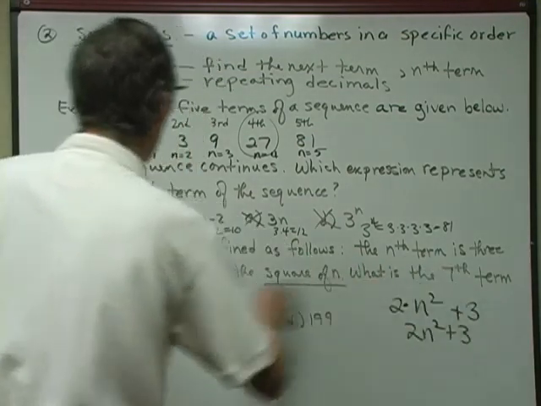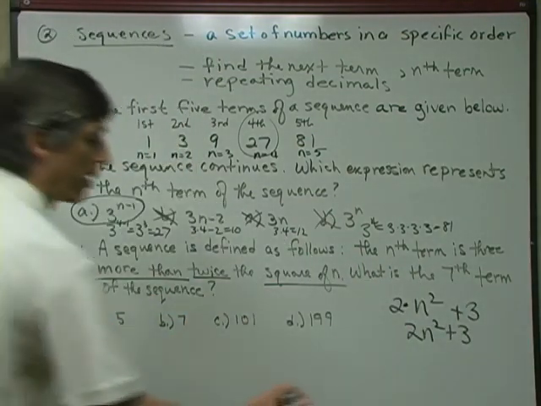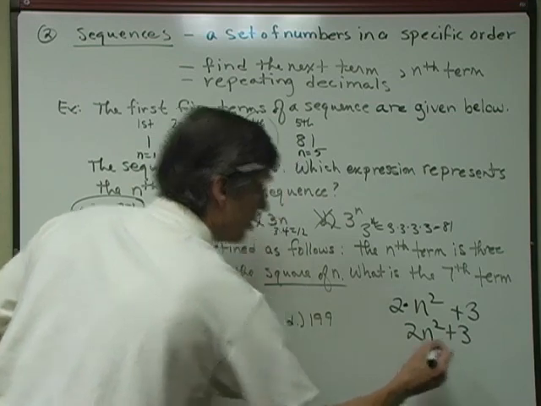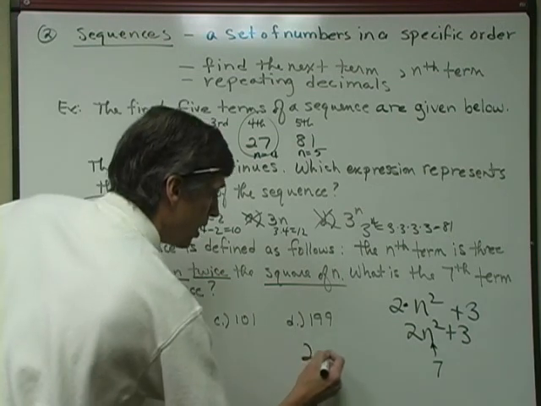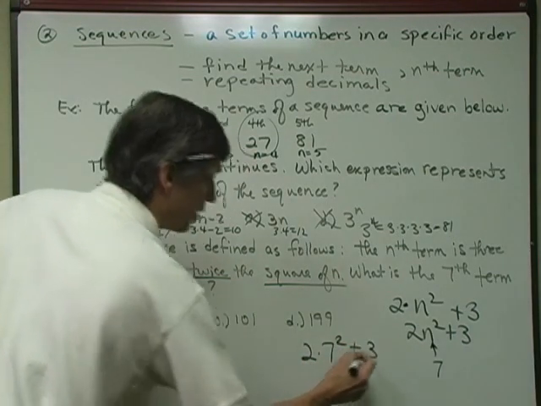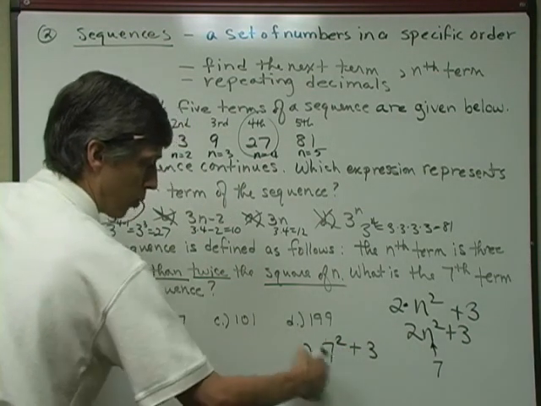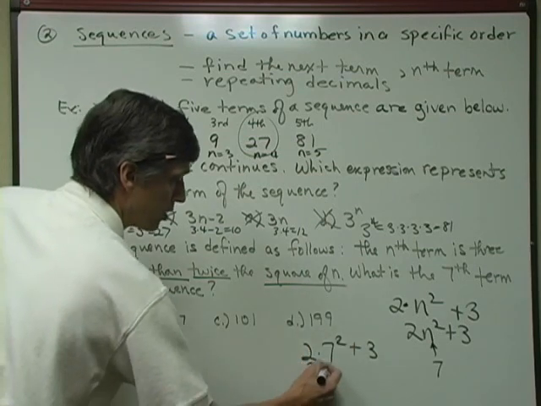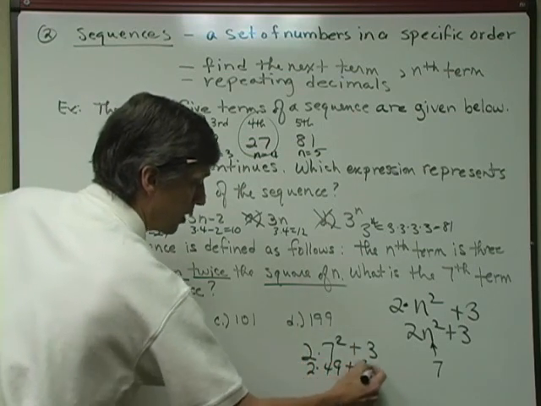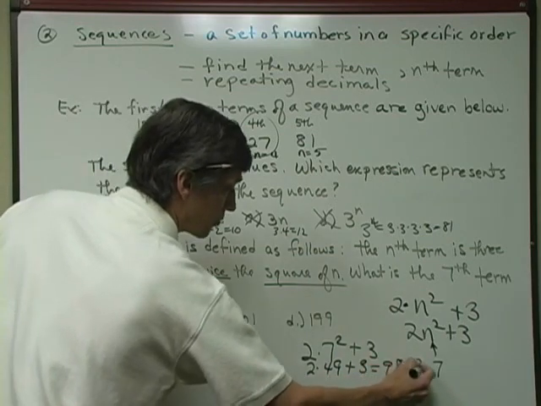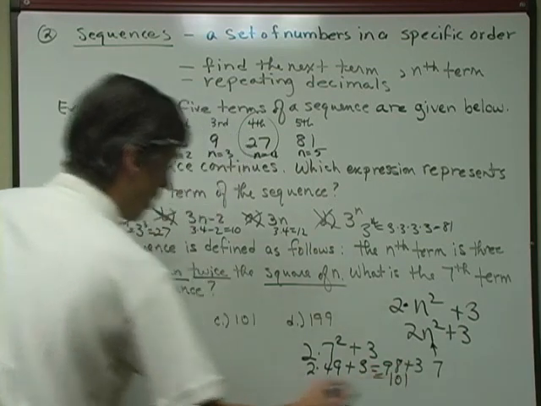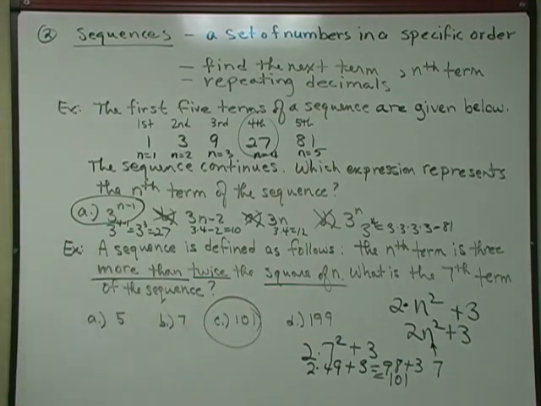It says, what's the seventh term of the sequence? Well, what happens when I plug a 7 in here, in for n, because it's the seventh term, it's when n is 7. So I'm going to have 2 times 7 squared plus 3. Now you do the exponent first, your order of operations. So that's 2 times 49 plus 3. 2 times 49 is 98 plus 3, which is 101, and that's answer C.